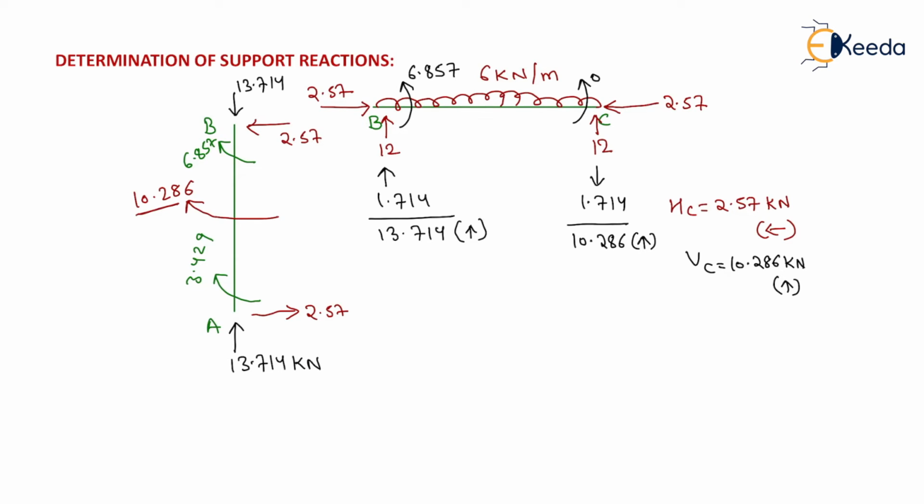Now to maintain the equilibrium of column AB, we need to create a reaction like this, that is 13.714 kilonewton. So the reaction at A, Va, will be equal to 13.714 kilonewton in the upward direction. Similarly, Ha will be equal to 2.57 kilonewton in the rightward direction, and moment at A will be equal to 3.429 kilonewton meter. So we have determined all the support reactions, that is Va, Ha, Ma, Vc and Hc. Now we need to plot the bending moment diagram of this frame.